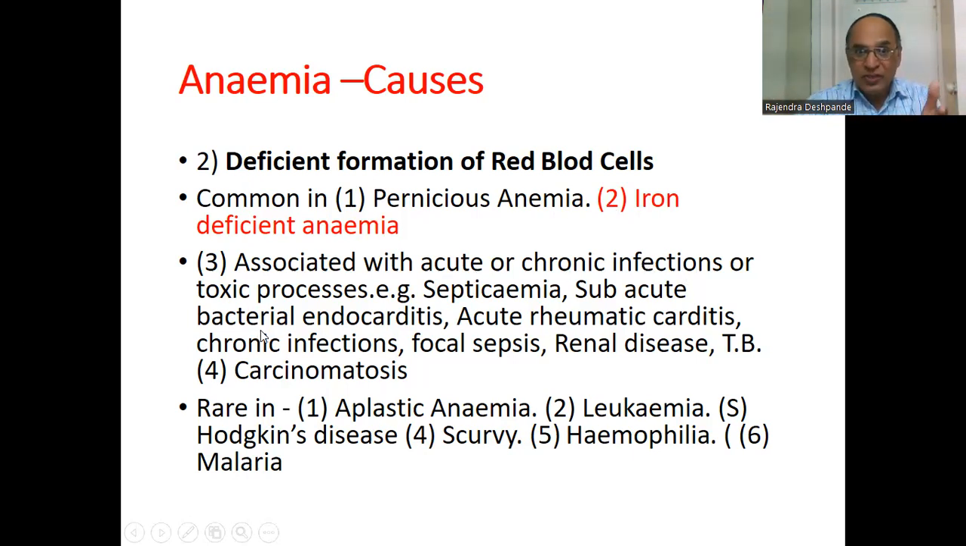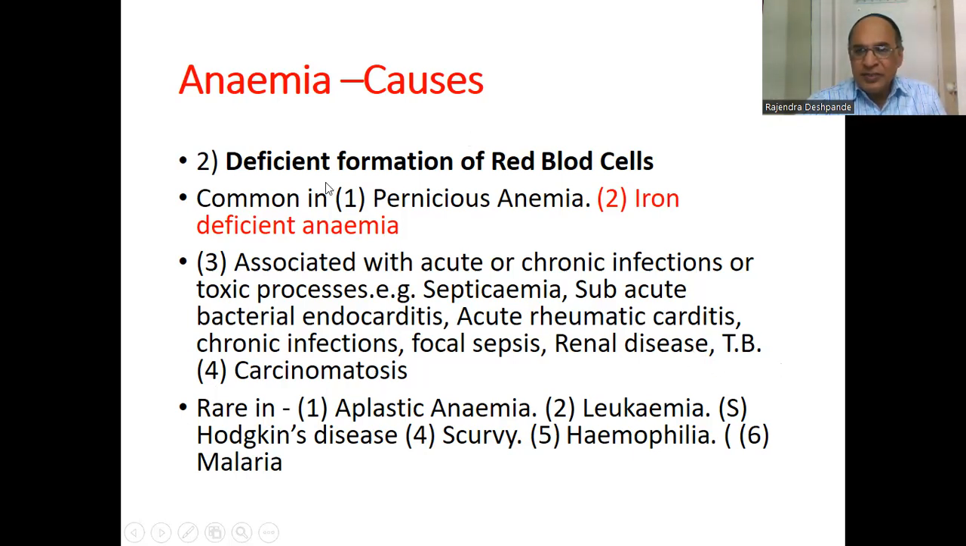Then, associated with acute or chronic infection, these RBCs can break because of toxic processes like septicemia, subacute bacterial endocarditis, heart problems, acute rheumatic carditis. When the child has rheumatic fever in childhood, from the age of 5 to 15, big joints are affected. And if penicillin is not given, and it is not properly treated, then that can give a problem with the heart. So arthritis can create a problem in the heart, that is called acute rheumatic carditis. Chronic infections, focal sepsis, renal diseases, tuberculosis, and carcinoma.